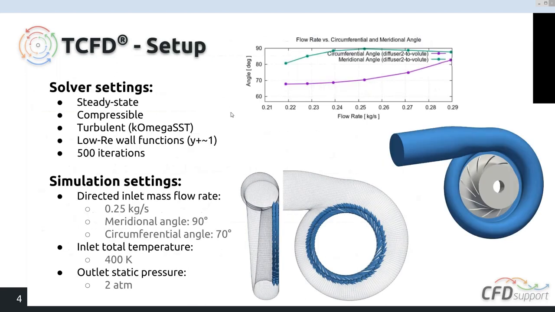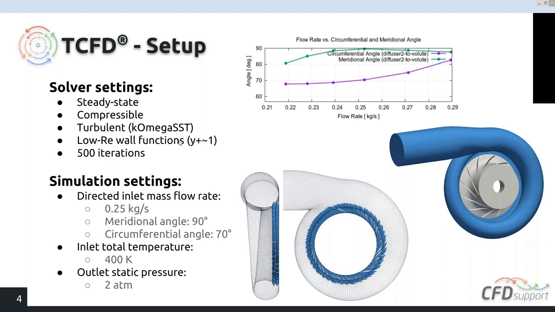So if we move to the particular setup for our volute example, the volute is a part of the compressor geometry. So the solver setting is as follows. It is a steady state solver for the compressible flow, for the turbulent flow with the standard k-omega SST turbulence model. The mesh generated by GRIDPRO has a very fine boundary layer, so we can employ the low Reynolds wall functions, and each iteration of the design loop will take up to 500 iterations.